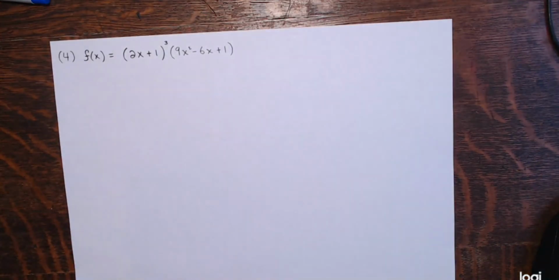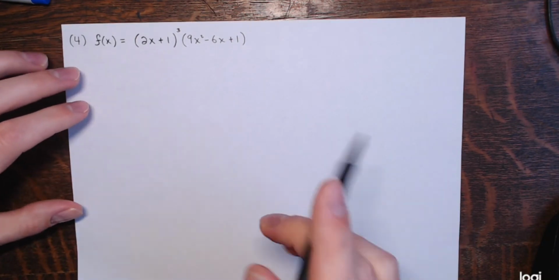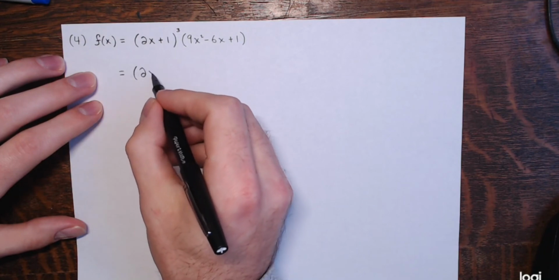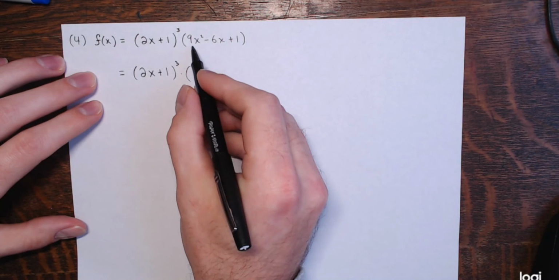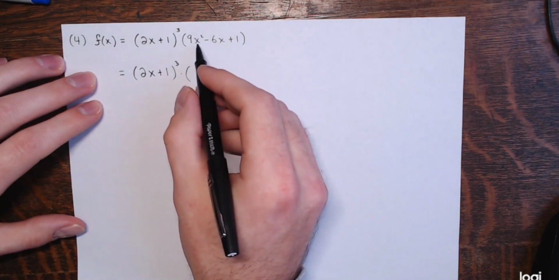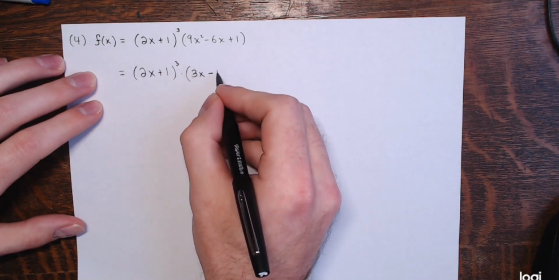Next example. Now this one's not totally factored, but I can factor it completely. This would be 2x plus 1 cubed, and then this 9x squared minus 6x plus 1, that's actually one of them perfect square trinomials. This factors to 3x minus 1 squared.